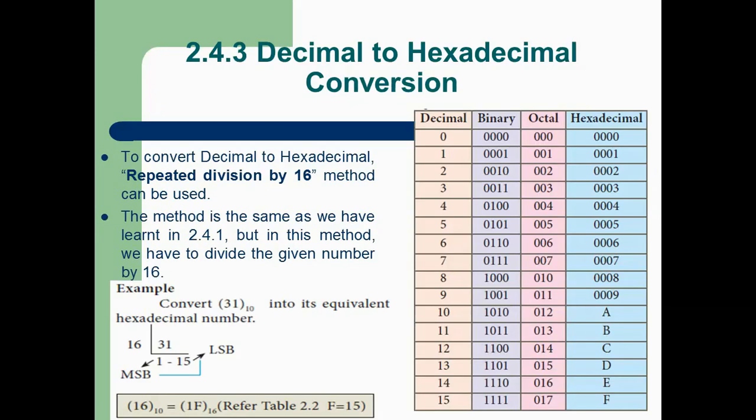In the same way, to convert a decimal number into hexadecimal, we divide by 16, because we want to convert the decimal number to hexadecimal.